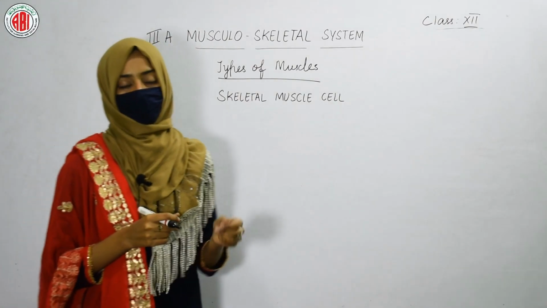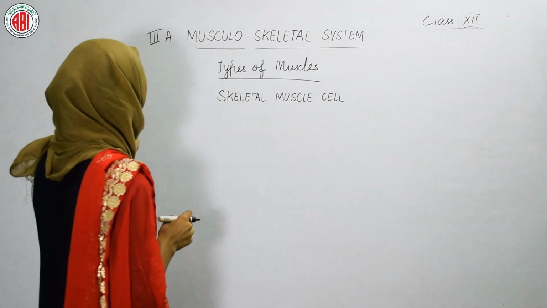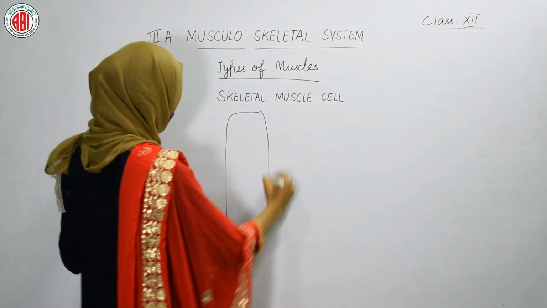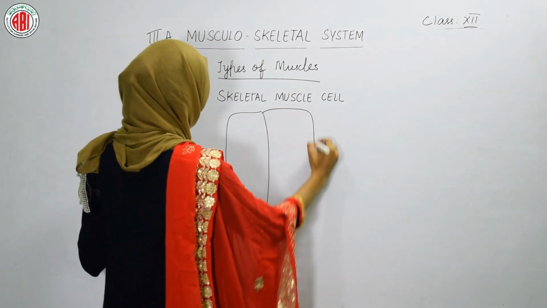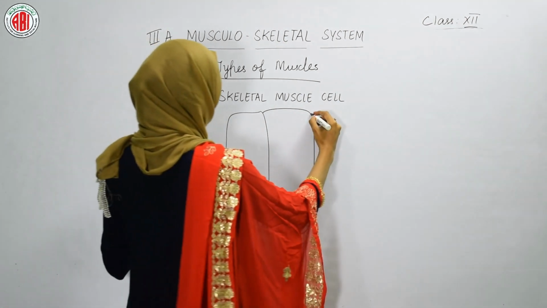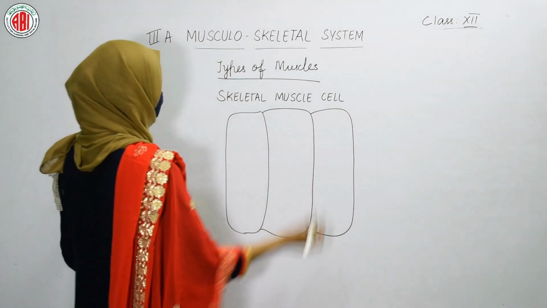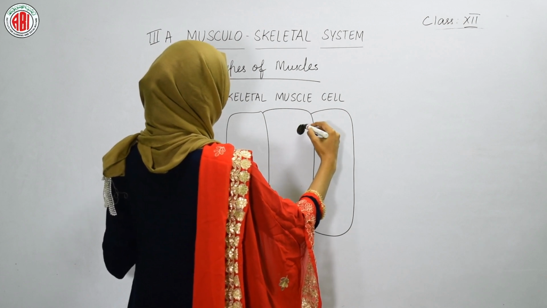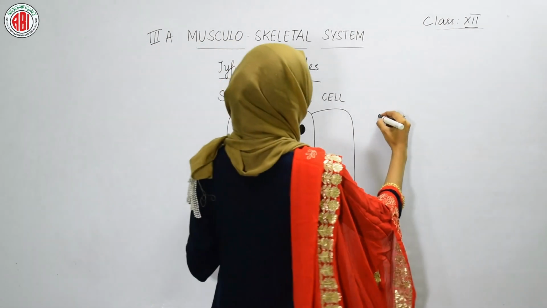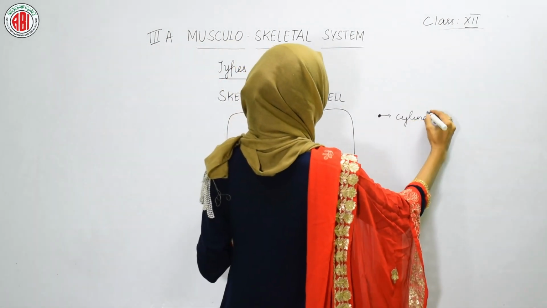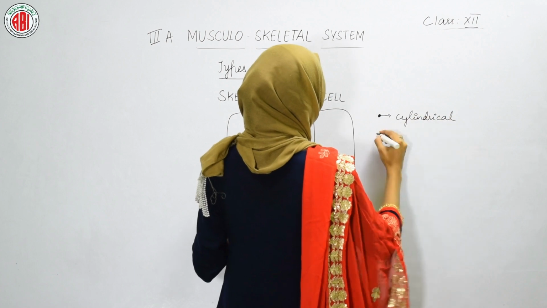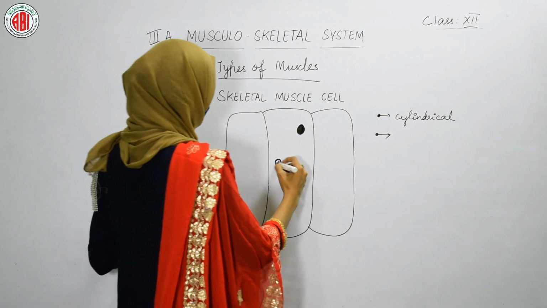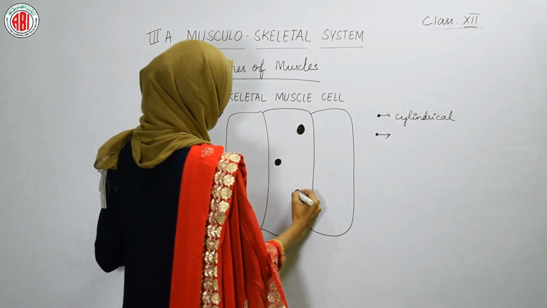Let us study the first type of muscle, the skeletal muscle cell. When you look at the structure, they are long and cylindrical in shape. They do not have any definite shape. They are just long and cylindrical, and inside the cell we all know that one major cell organelle is present, that is the nucleus. So firstly they are cylindrical in shape. And the next thing about the skeletal muscle cell is that they possess many nuclei in their structure.